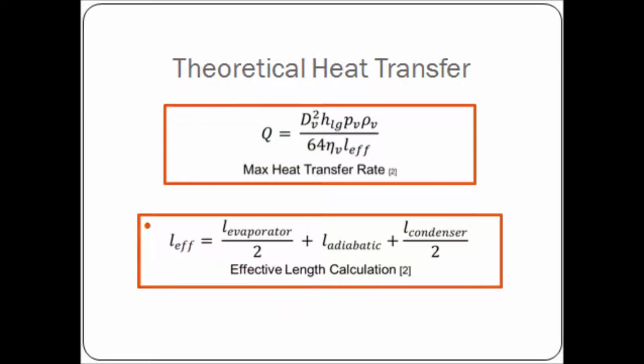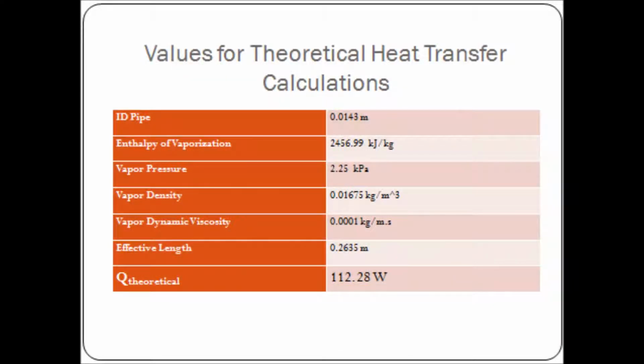In order to calculate the theoretical values for our heat pipe, we used the top equation seen here to calculate the maximum heat transfer rate of the heat pipe, and the bottom equation seen here to calculate the effective length. The theoretical values for our heat pipe can be seen here. It can be seen that the maximum heat transfer of our heat pipe was calculated to be 112.28 watts.